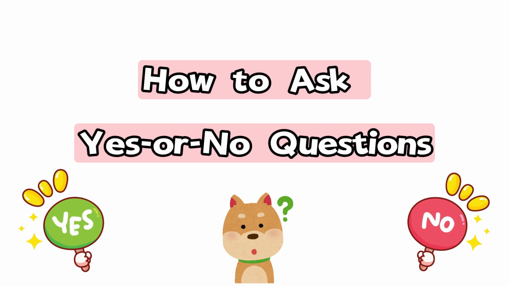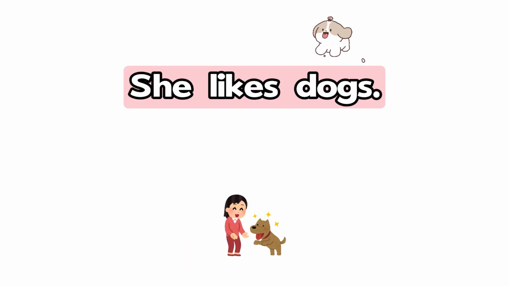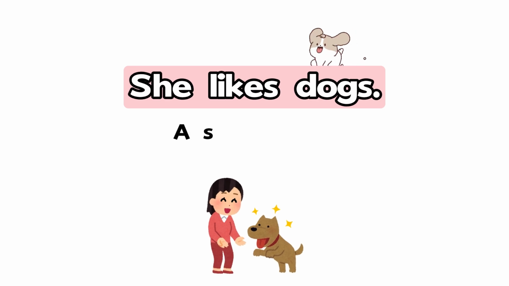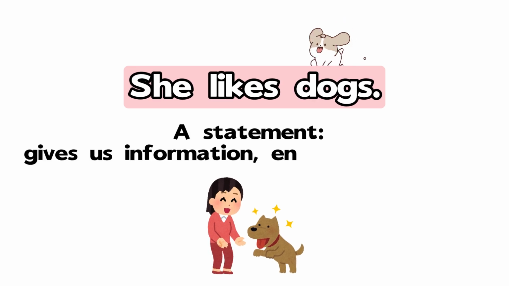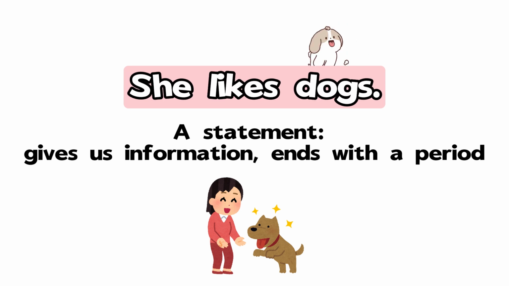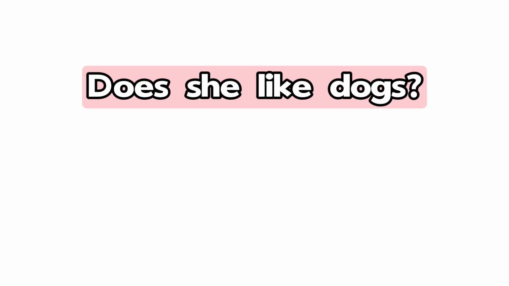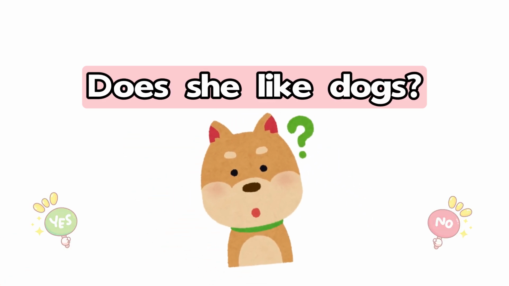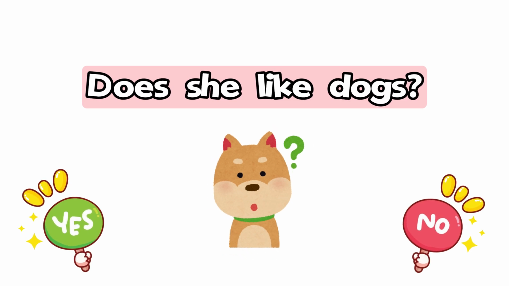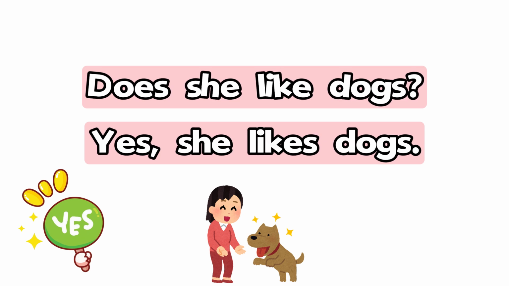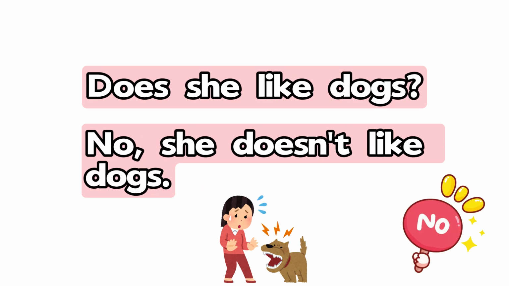First things first, what even is a yes or no question? Let's start with a simple example in English. She likes dogs. That's a statement, just giving us info, right? It's pretty straightforward, and it ends with a period. Now look at this one. Does she like dogs? Boom! That's a yes or no question. It's asking for a clear answer. Either yes, she likes dogs, or no, she doesn't like dogs.